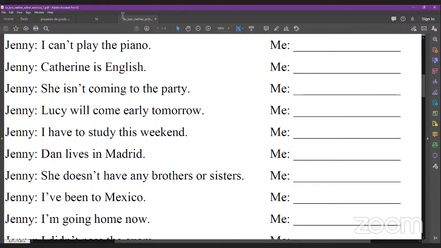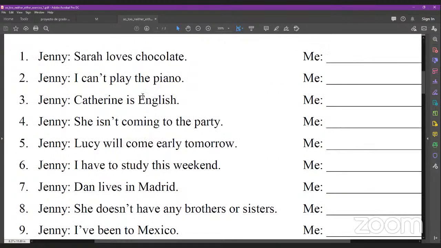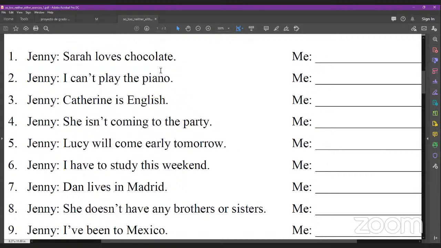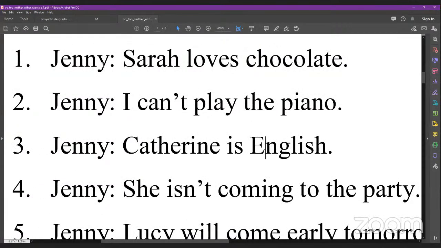Okay, guys, so don't let me down. As you can see, this exercise is about Jenny. Jenny, right? Jenny has said all these sentences. Jenny ha dicho todo esto de aquí, okay? Jenny has said all these sentences. Jenny loves chocolate. Jenny can't play the piano. Catherine is English. She isn't coming to the party. And so on. As you can see, these sentences are positive and negative. For example, the number 1 is positive, the number 2 is negative, the number 3 is positive, and the number 4 is negative.